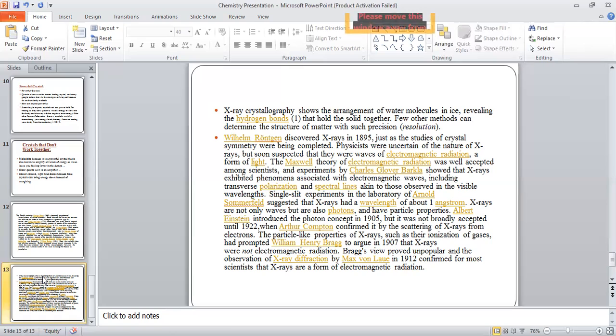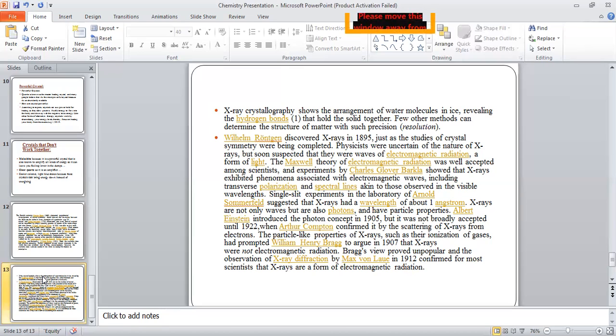X-rays are not only waves but also photons and have particle properties. X-rays play both roles, as waves as well as photons. We study this further in branches of physics such as mechanics and optics. Albert Einstein introduced the photon concept in 1905, but it was not broadly accepted until 1922. Then Arthur Compton confirmed it by scattering of X-rays from electrons.